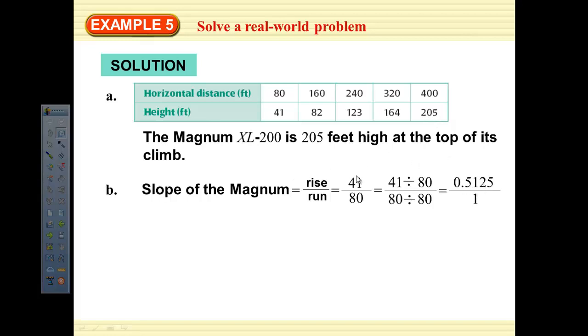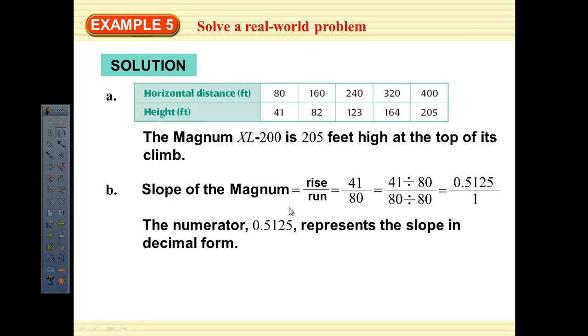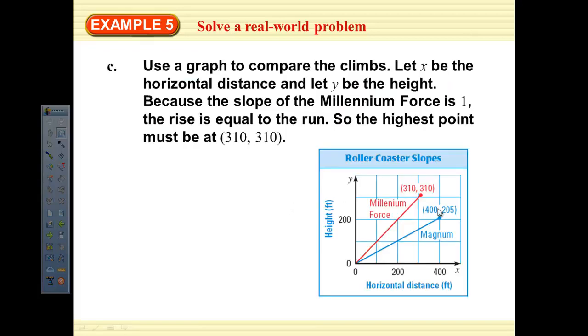And if we do that, if we reduce this, just divide those and get a decimal answer. This top part represents the slope. So the slope is 0.5125. And finally, for the last part of this, we need to graph both of these. We know that it starts at 0, 0 and it ends at 400, 205. This one has 310 and 310. If you notice, the slope is steeper here.